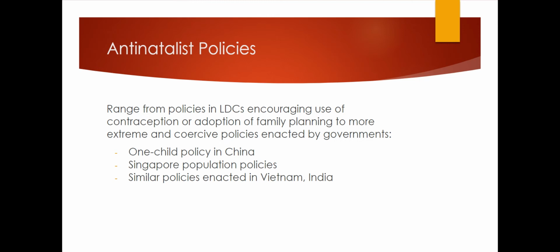So let's see, we already said this, but they range from policies in less developed countries encouraging the use of contraception or adoption of family planning to more extreme and coercive policies enacted by the government. So some examples of that we said were the one-child policy, some of Singapore's population policies, which we'll look at in just a second, and then policies that were enacted in Vietnam, India, lots of countries. A lot of these policies were enacted in the 1960s, 1970s, 1980s, at the height of population concerns, especially in East, Southeast and South Asia. So a lot of them are having interesting effects in the world right now, which we'll talk about.